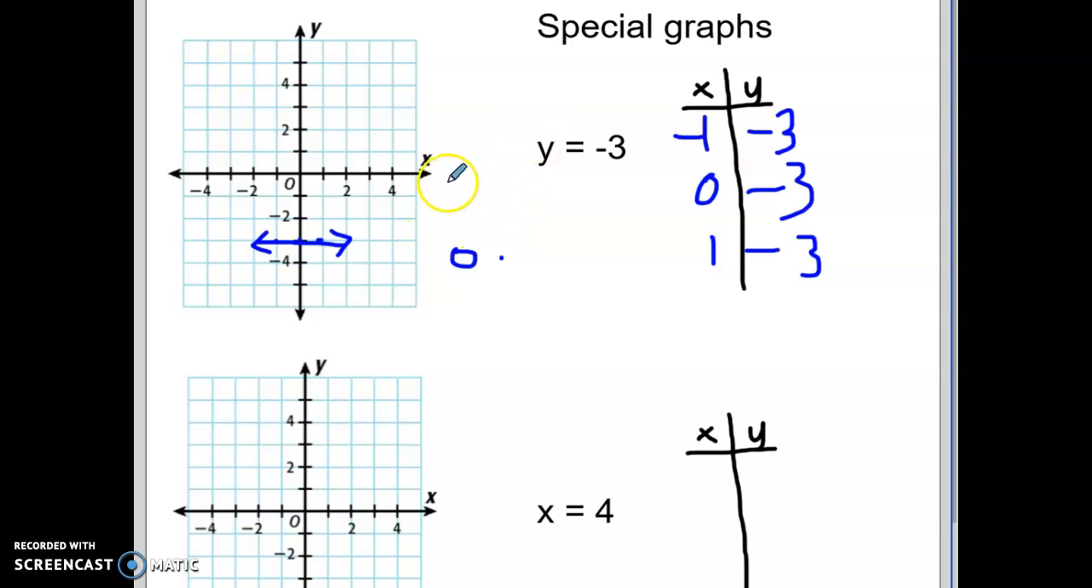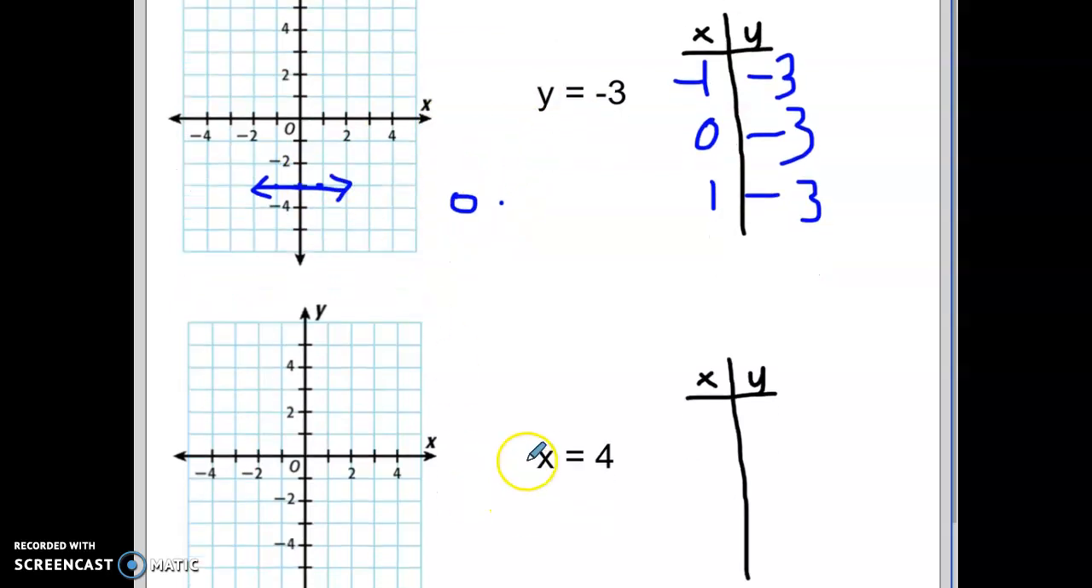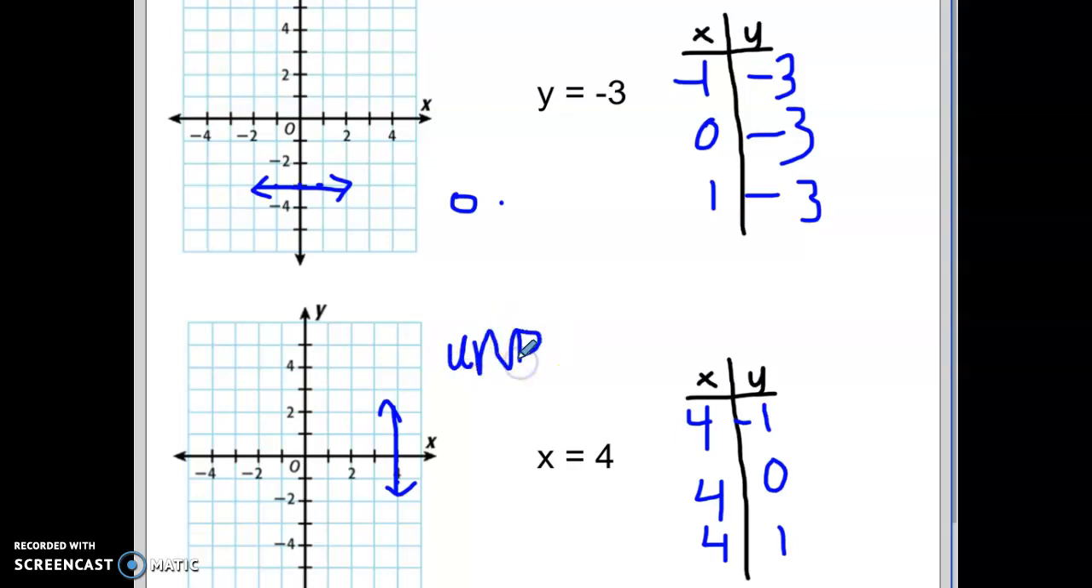And so if you're missing x, this is what it's going to look like. It's going to be horizontal. And this means x is always 4 no matter what. No matter what y is, x is always 4. So if I graph this, I get these 3 points, and this one is vertical. And lines that are vertical have a slope that's called undefined.